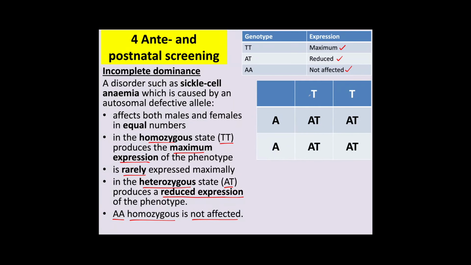And you can see an example of a Punnett square there, okay, for incomplete dominance, where we've got a homozygous parent here, another homozygous parent here, and they produce heterozygote offspring, okay?